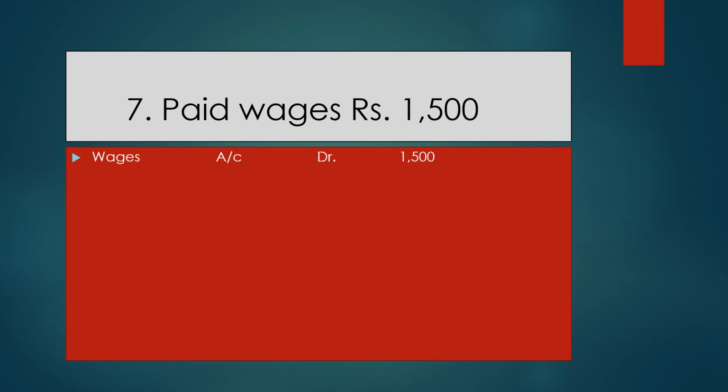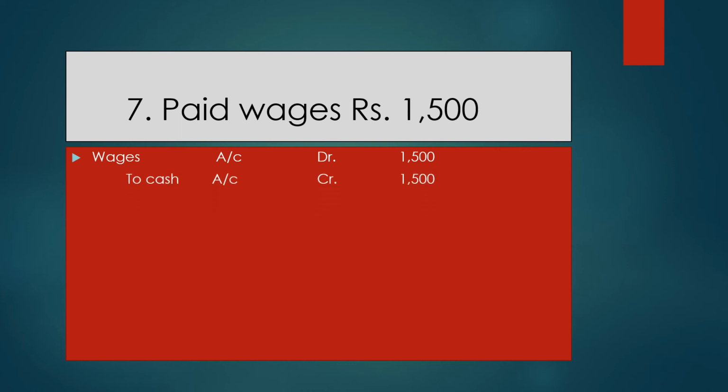under nominal account. Just now we have discussed what is nominal account. It is saying that debit all the expenses and losses. So that is what we have done here. Wages account, debit. This is an expense we have debited here. And we'll see what we need to credit here.